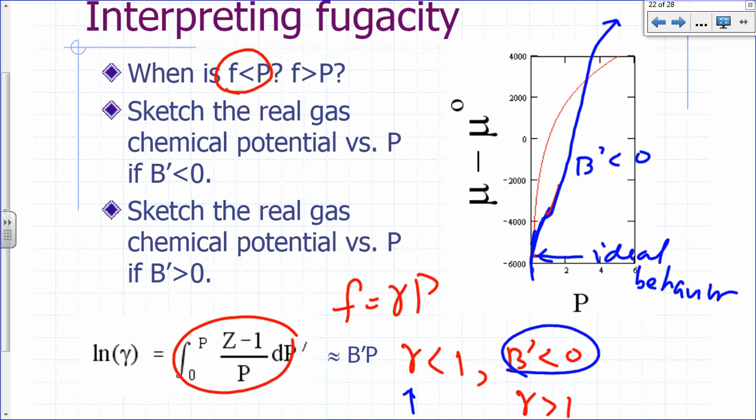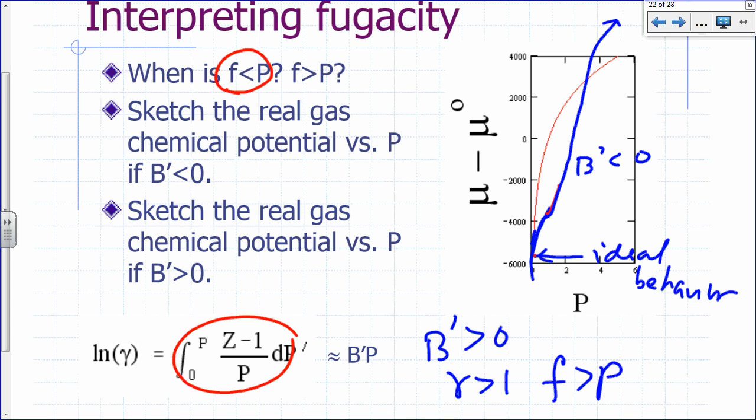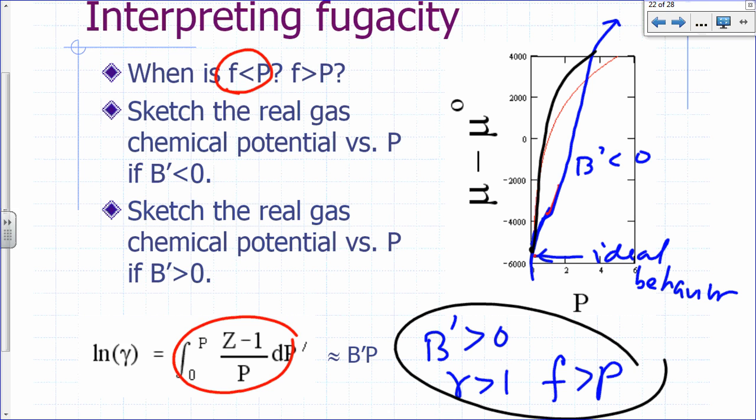Now, what if B prime is greater than 0? Then at all times gamma is greater than 1, and your fugacities would be higher than your pressure. Your correction term will always be higher. So in this case, your chemical potential would be higher than your ideal chemical potential. The black curve right here is the real one, the red one is the ideal. Your chemical potential for the real gas will always be higher than for the ideal gas if B prime is greater than 0. So that's what it would look like.